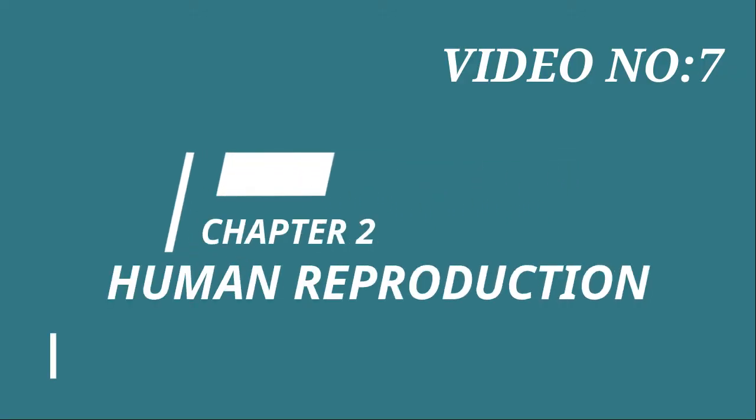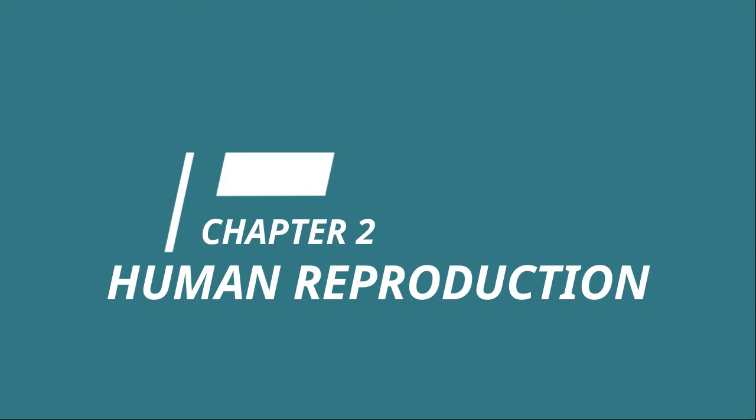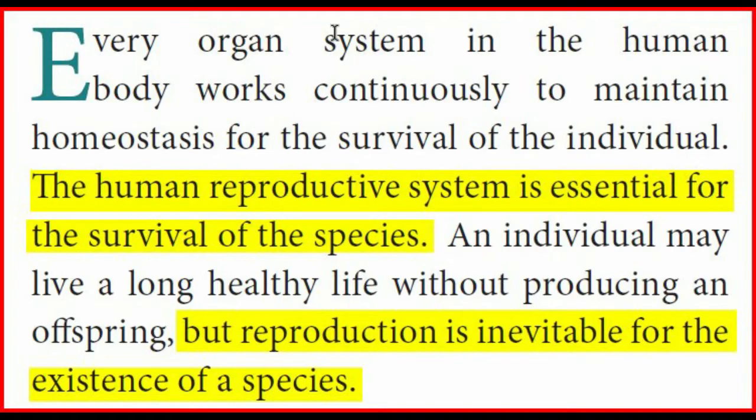Today we are going to learn Chapter 2, Human Reproduction. The human reproductive system is essential for the survival of the species. Reproduction is inevitable for the existence of the species.